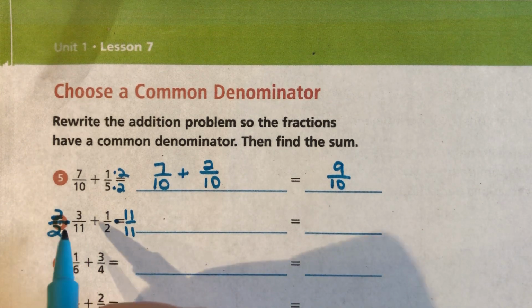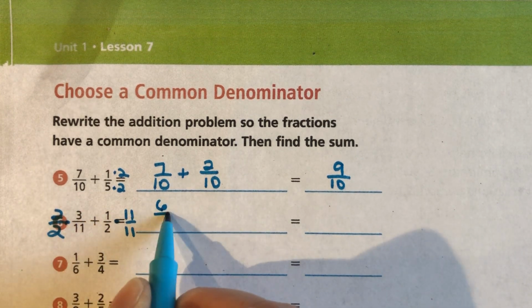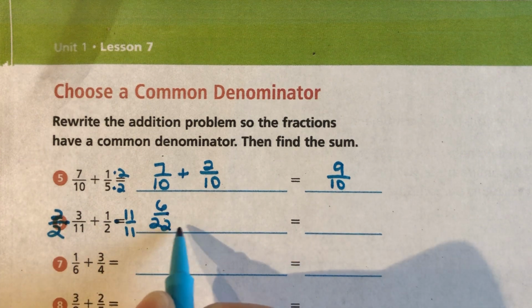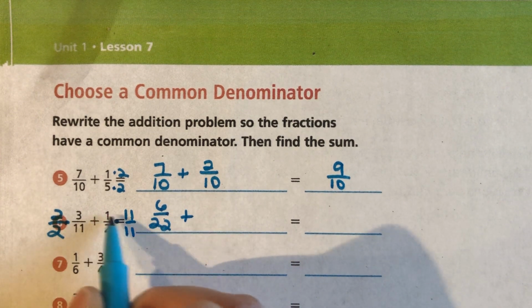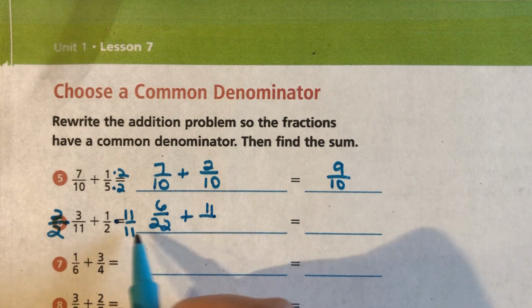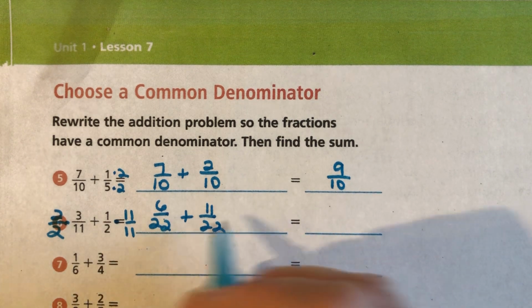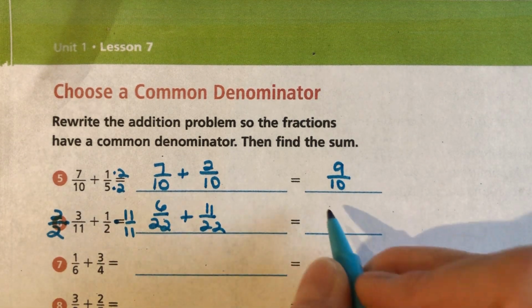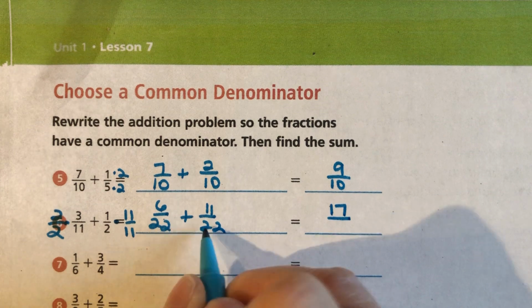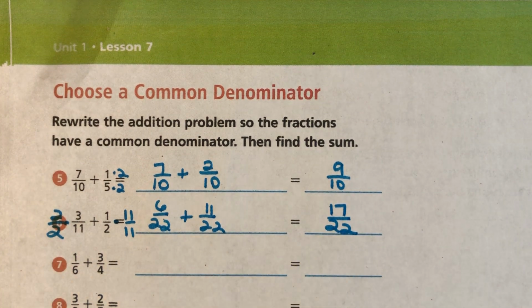So 3/11 is now going to become 2 times 3 is 6, and 2 times 11 is 22, plus 1 times 11 is 11, and 2 times 11 is 22. Now that my denominators match, I can go ahead and solve this out. So 6 plus 11, that's going to give us 17, and we bring over the 22 because the size of the pieces isn't going to change.